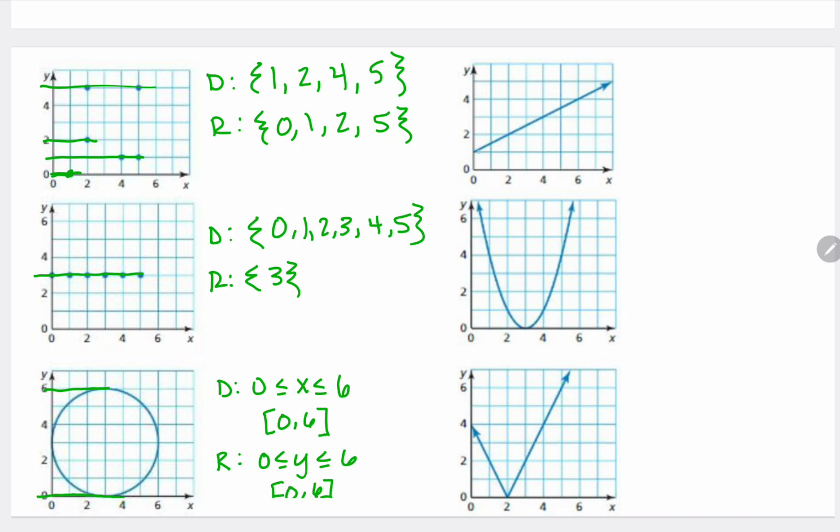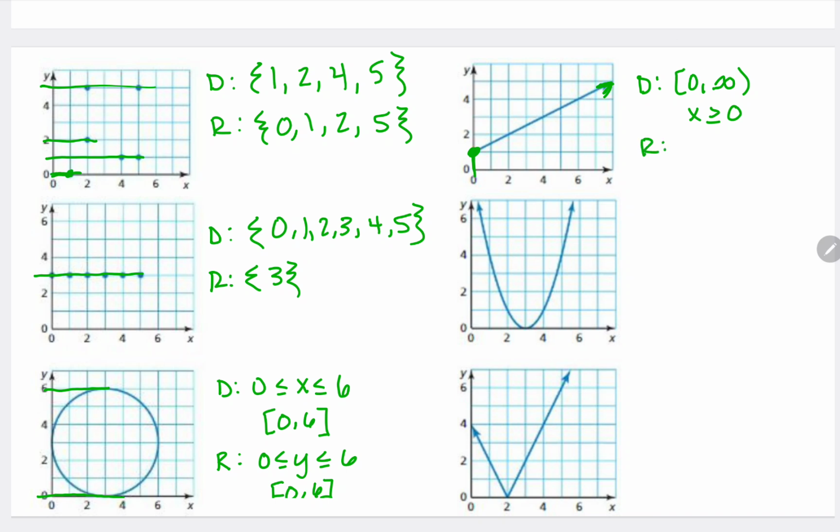The next graph has a starting point right here, and it goes on forever. We haven't done one that goes on forever. A continuous graph means we need to write an inequality. So my domain, I'm reading left to right. My first point is here at 0. But then it goes on and on and on forever. So we're going from 0 to infinity, or we could write that as all of my x values are bigger than or equal to 0.